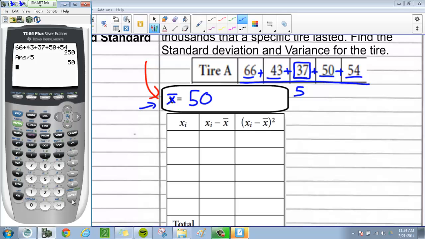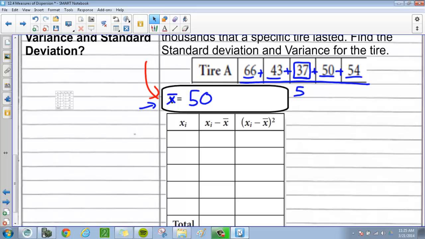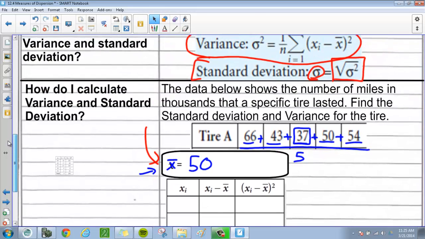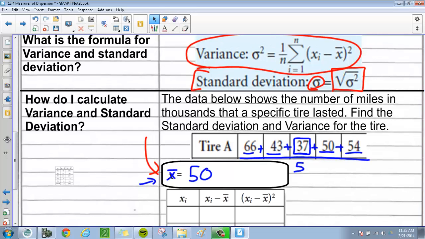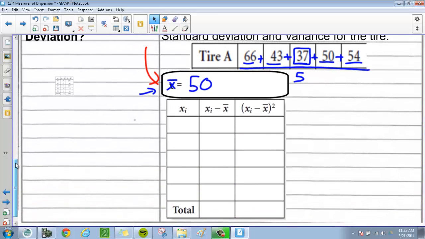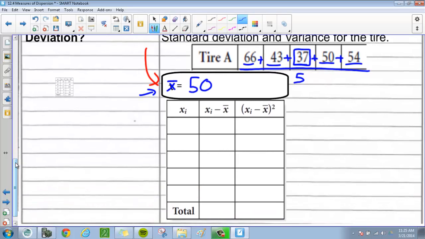Okay, that's our average. Now we're going to use this table right here below, and this table will help us calculate our variance. From the variance, we can figure out the standard deviation. Really what this table is doing is what this formula up here is doing. The table is actually doing the formula for you. The first part is to take these values, the 66, the 43, the 37, the 50, and the 54, and put them in for our x sub i. Those are each of your values.